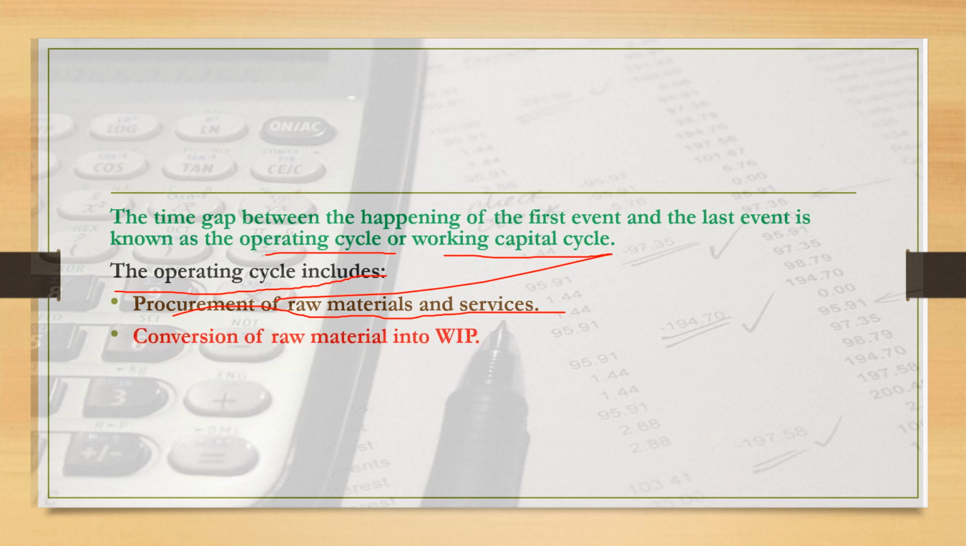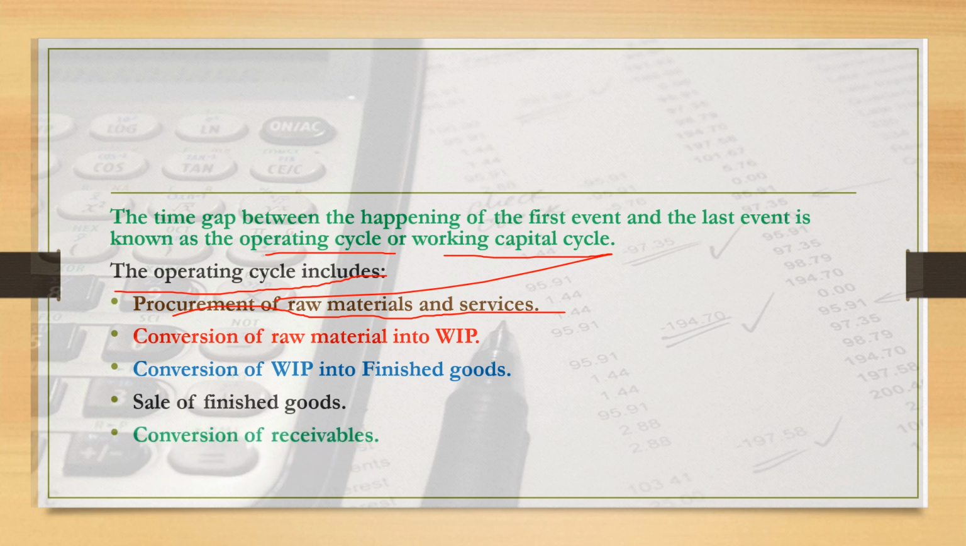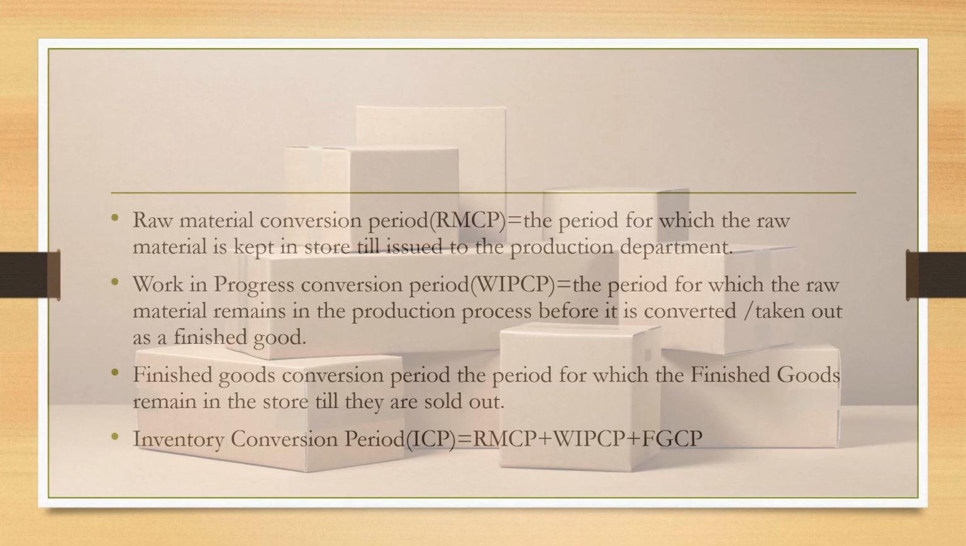Next, the second one is you have to convert raw material into work in progress. Then the third one is again you have to convert work in progress into finished goods. And next, after producing these finished goods, you have to sell them. After selling your finished goods, you are going to receive payment. Now we are going to study the raw material conversion period, work in progress conversion period, finished goods conversion period and inventory conversion period.